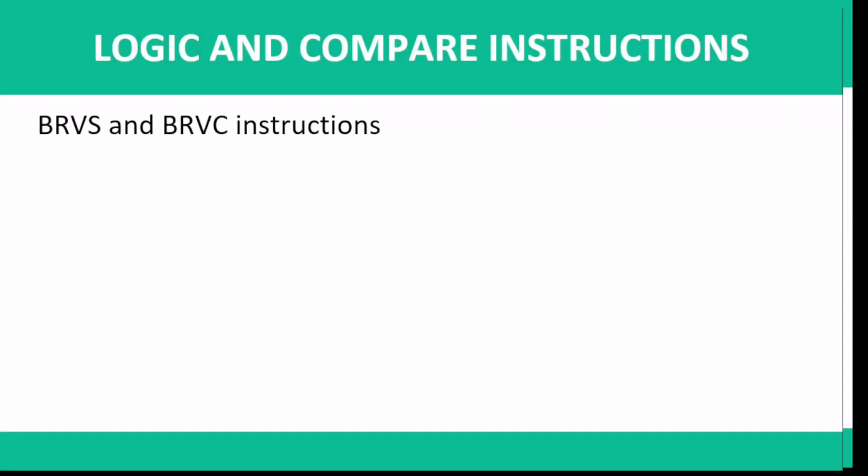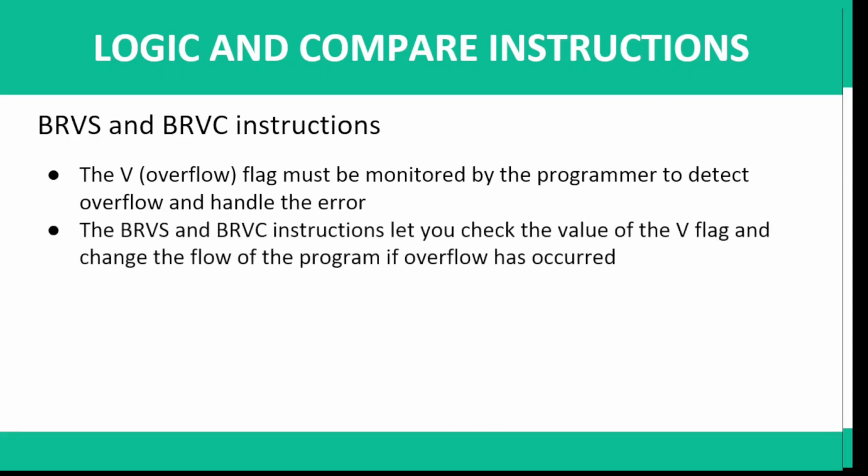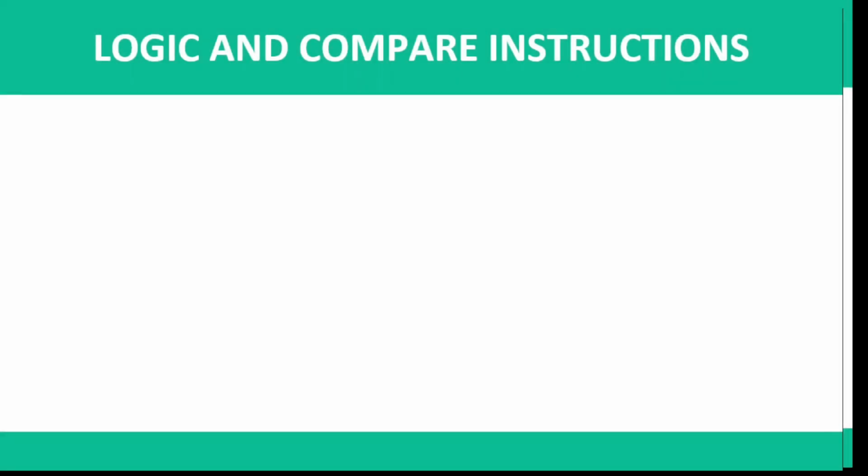So we also have BRVS and BRVC instructions. It is an instruction that will monitor the overflow flag, or the V flag. So it detects the overflow and handles the error. So BRVS and BRVC instructions let you check the value of the overflow flag and change the flow of the program if overflow has occurred. So BRVS instruction branches when V is equal to 1, while BRVC branches when V is equal to 0.